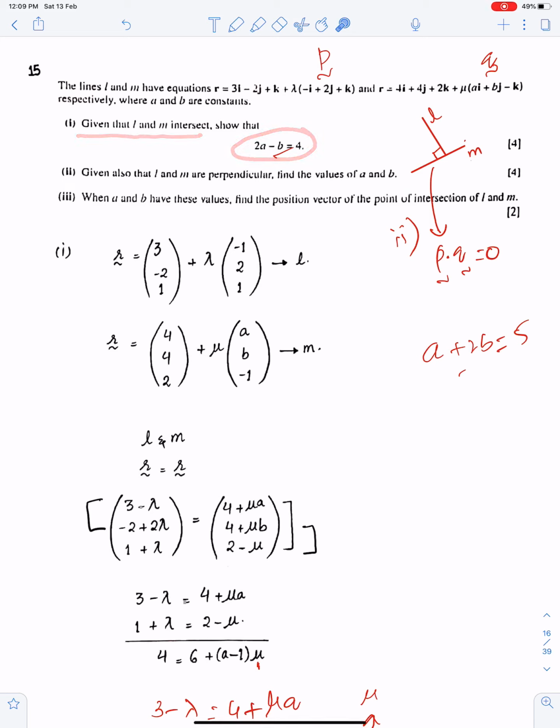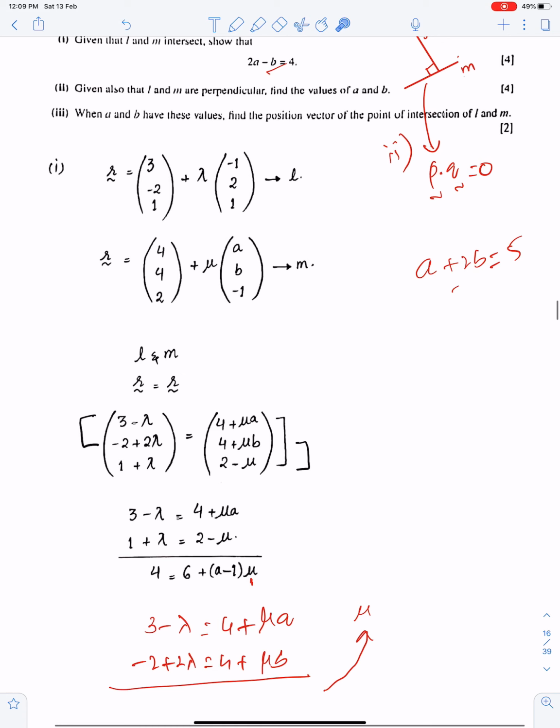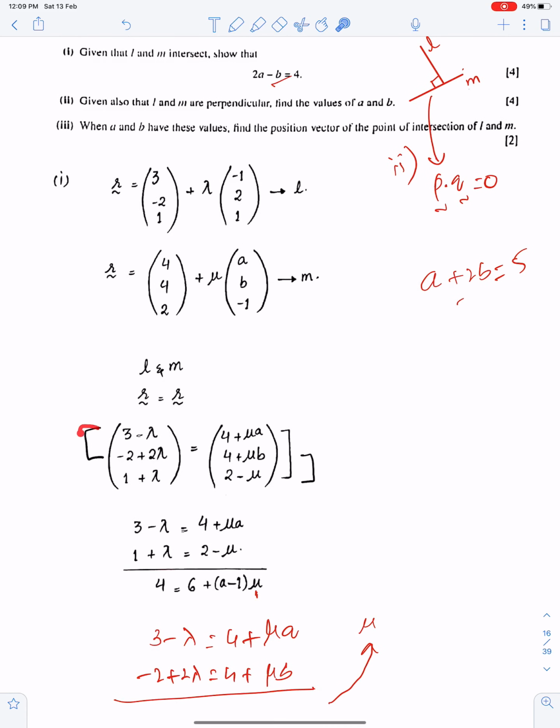This is so simple. When lines intersect, we equate their r's. You will get 3 pairs: 1, 2, 3. You just need to utilize these 3 pairs in a way that you will get this equation. I'm leaving this solution for you. You can do this yourself. First equate these 2, then equate these 2, and then equate these 2, and then you will be able to get this thing.